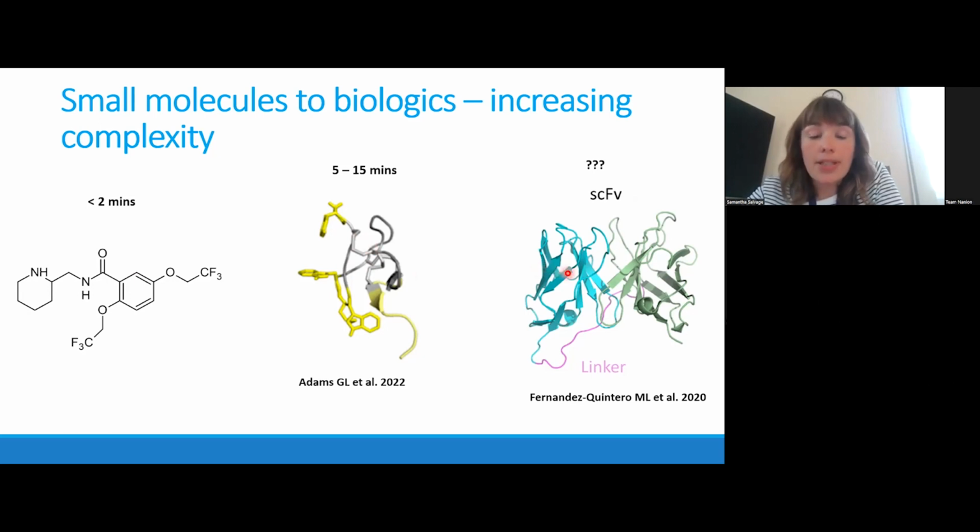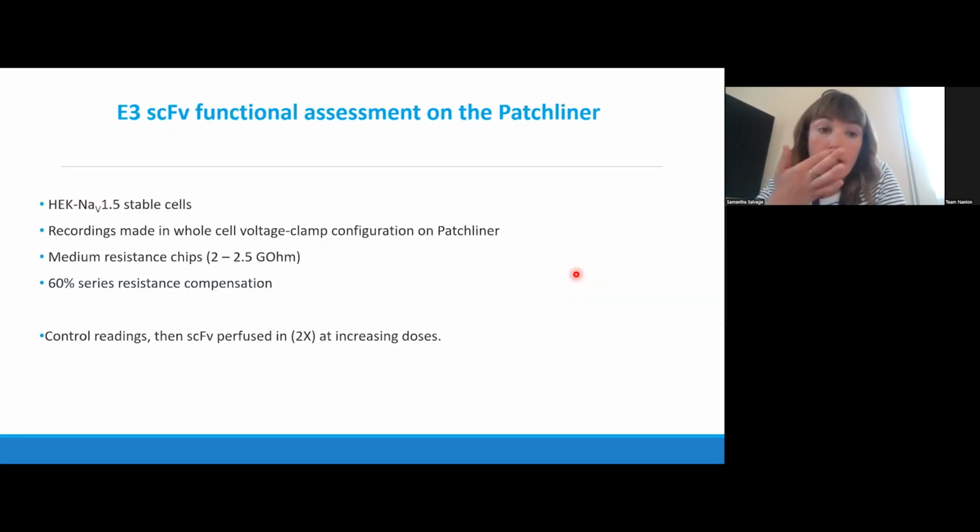With a single chain antibody, this complexity is dramatically increased. It's 2 immunoglobulin domains. And we are also trying to target a region that might have some flexibility. So this is important in designing our Patchliner experiment. So looking first at the E3 single chain antibody, we carried out these experiments on HEK NaV1.5 stable cell lines. We did the recordings in the whole cell voltage clamp configuration using medium resistance chips with 60% series resistance compensation. We carried this out so that we did the control recordings first and then perfused in the single chain antibody with the hope that we could get a dose response.